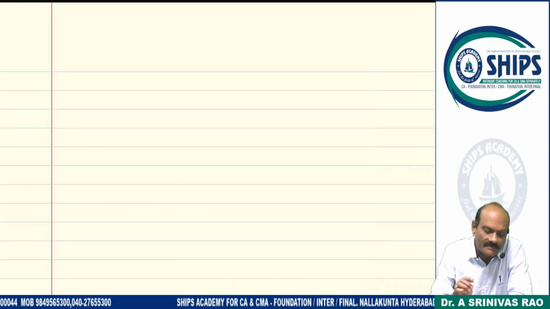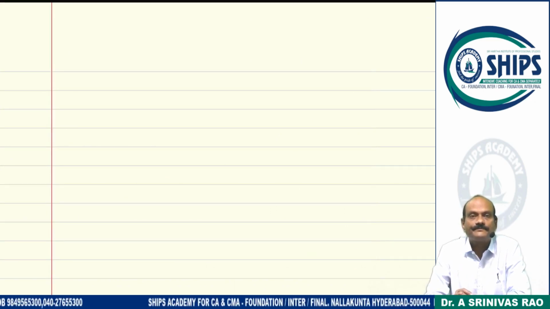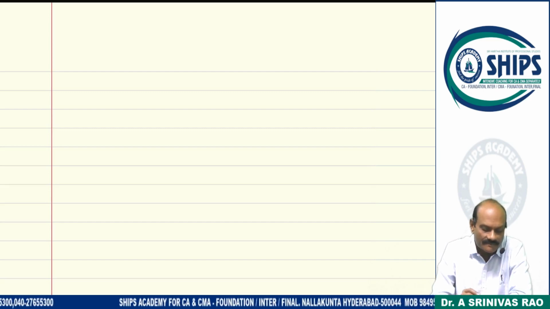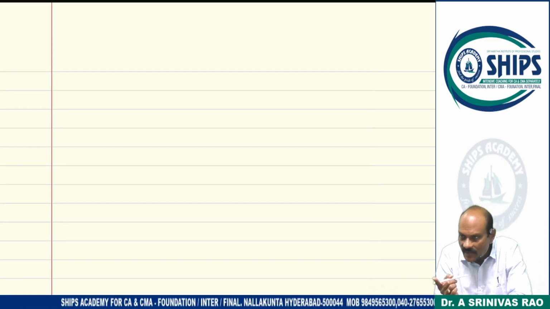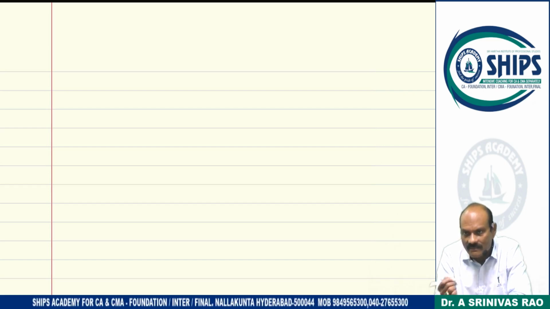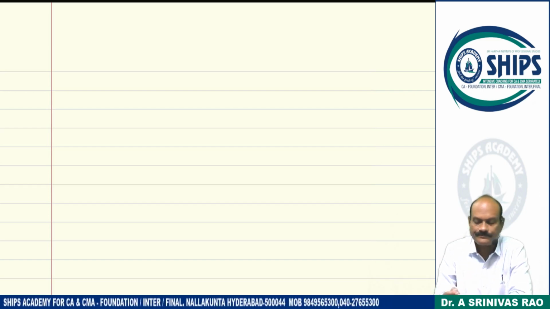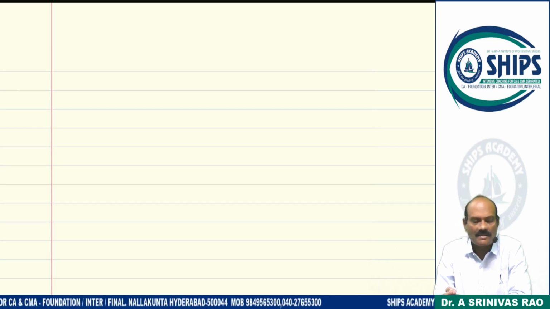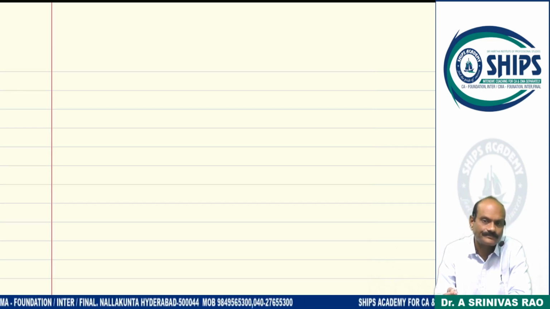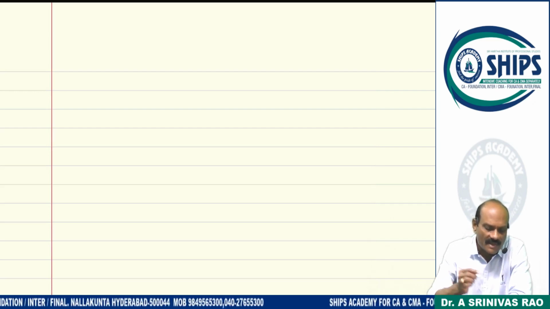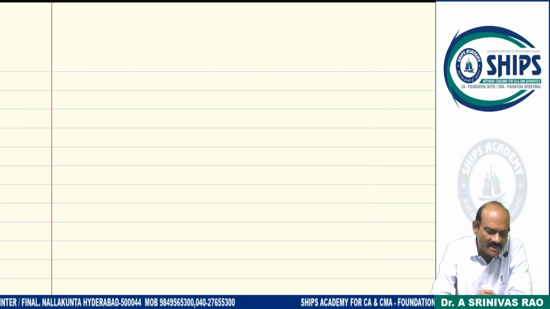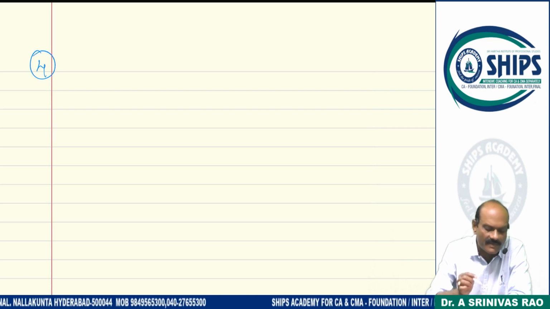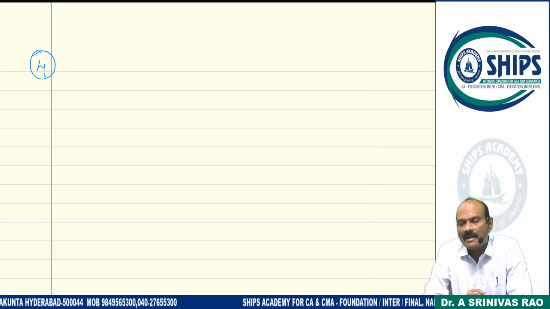What's the fourth one? Separate property. Perpetual succession. Did I give that line? Can you please add that? Perpetual succession also. First I will take up this point. What is the meaning of perpetual succession?